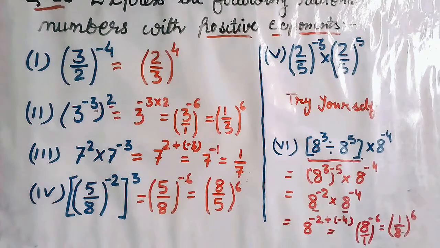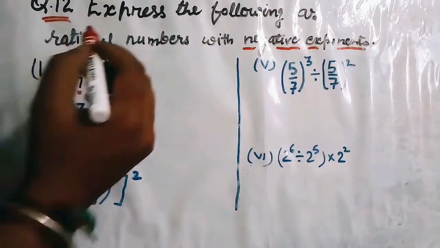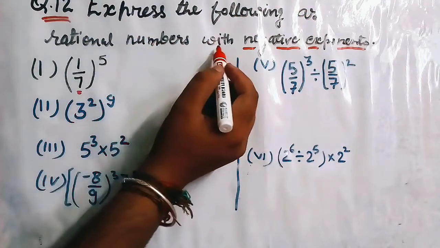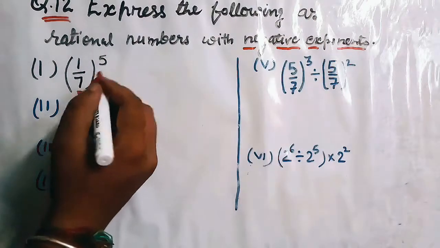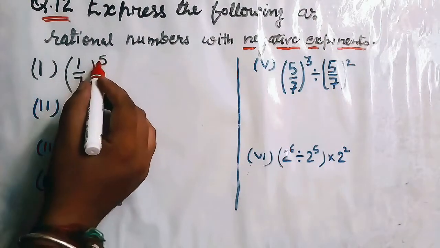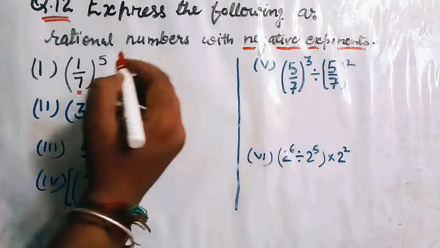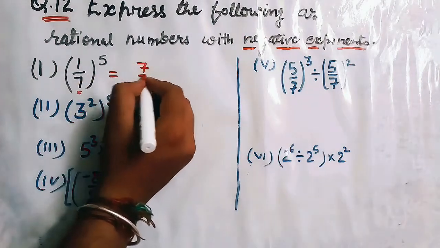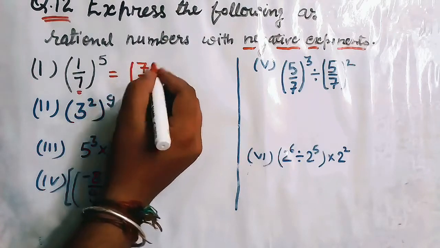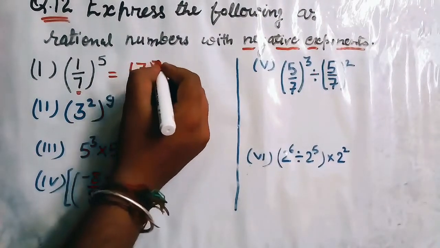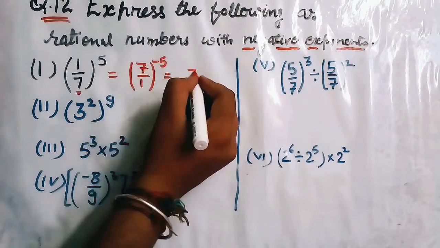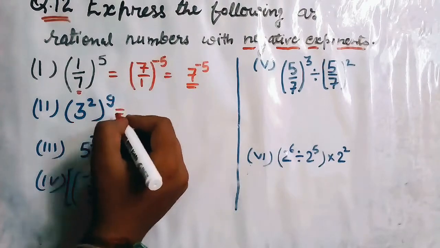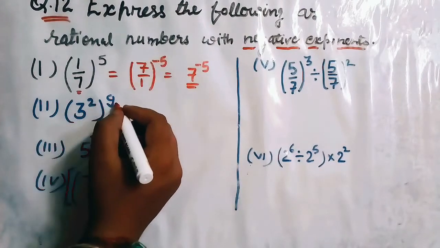Let us see one more such question, that is express the following as rational numbers with negative exponents. It is same like the previous question, and the first part is 1 upon 7 raised to power 5. Here the power is positive, we have to convert it to negative. So first of all take the reciprocal of base, that is 7 upon 1, and now the power will become negative, so raised to power minus 5, and this will be equal to 7 raised to power minus 5 because 1 divided by 7 is the same.